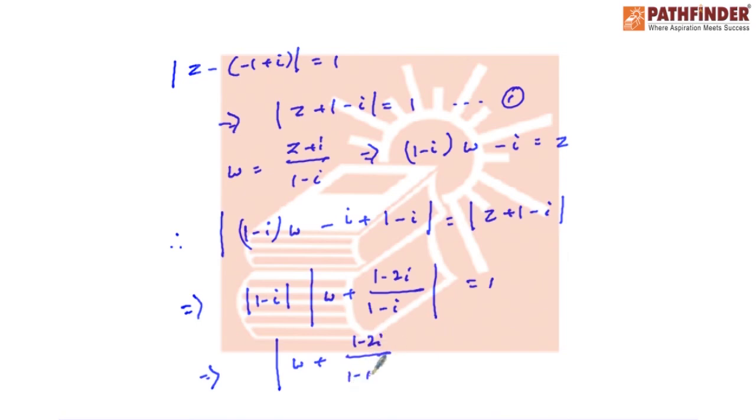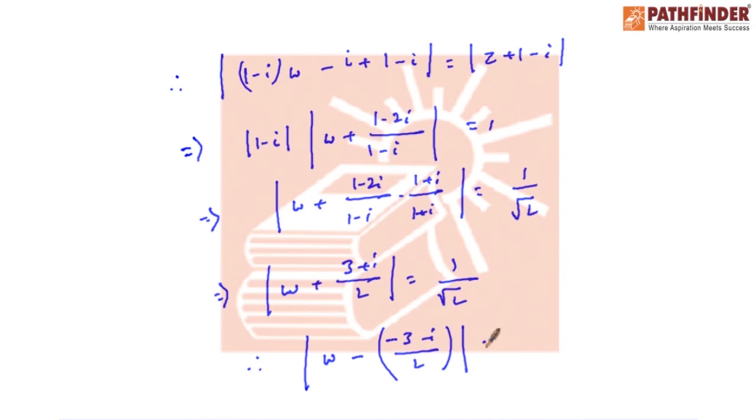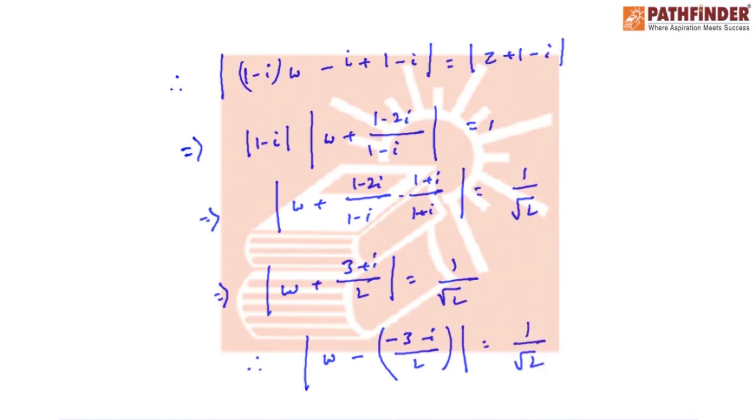(1 minus 2i) by (1 minus i) multiplied by (1 plus i) by (1 plus i) is equal to 1 by root 2, which implies that mod of w plus (3 plus i) by 2 is equal to 1 by root 2. And hence obviously we can rewrite this as modulus of w minus (3 minus i) by 2 equal to 1 by root 2. Clearly it is the locus of a circle which is centered at (minus 3 by 2, half), and radius is given by 1 by root 2.